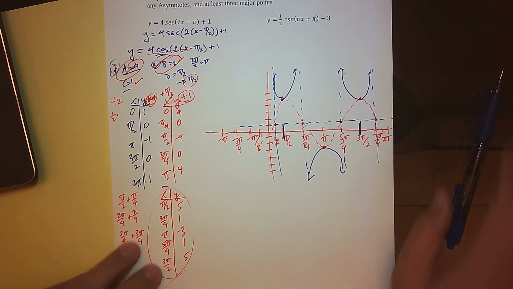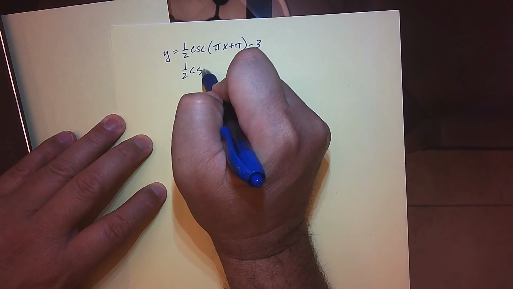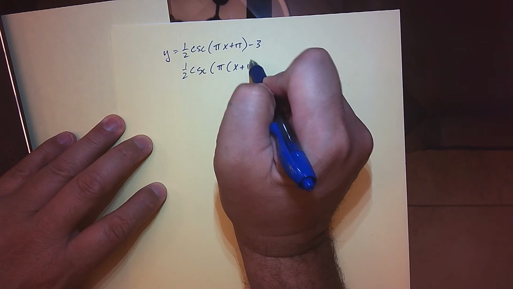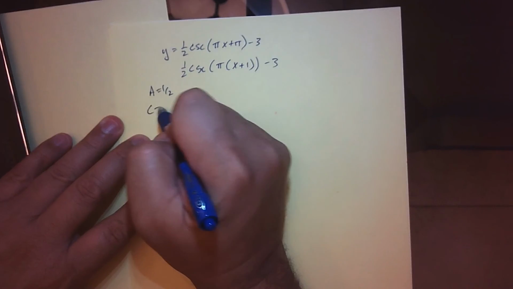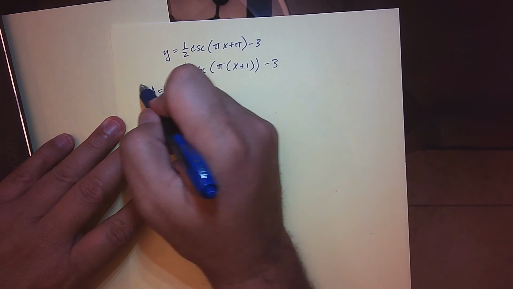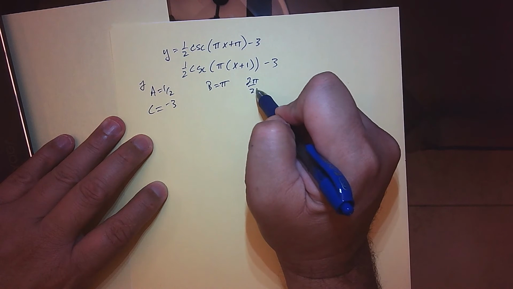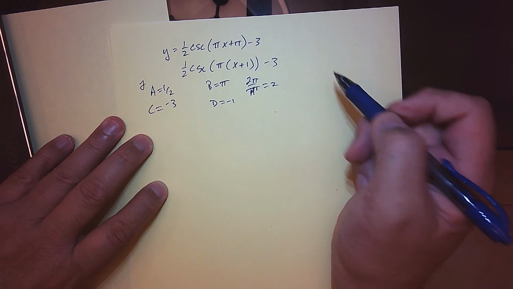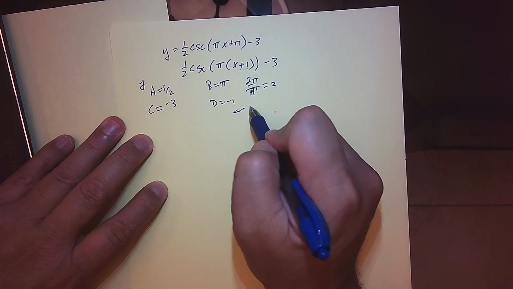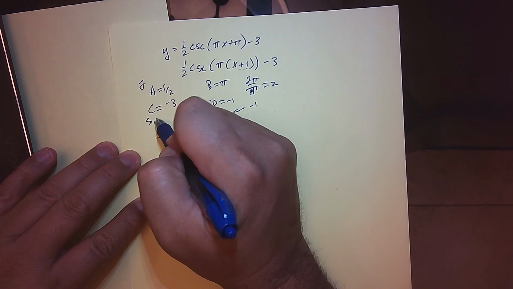All right, and so the next one, let me go ahead and try to sneak that on here. Again, our first item up for bid is the fact that this inside, I have to pull a pi out, and we have that. So A is equal to 1/2. C is equal to negative 3. Right? That's impacting my y. B is equal to pi, so my new period is equal to 2, and D is actually equal to negative 1, because adding 1 means we're moving to the left 1.